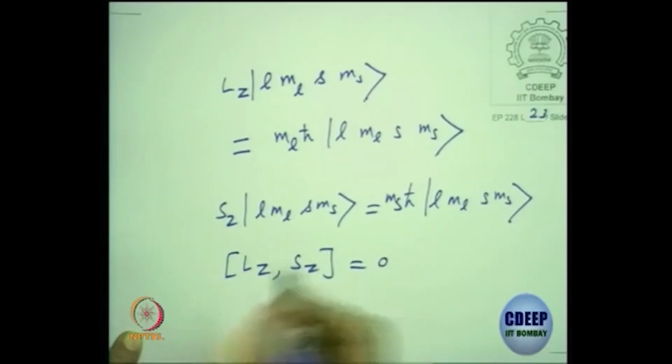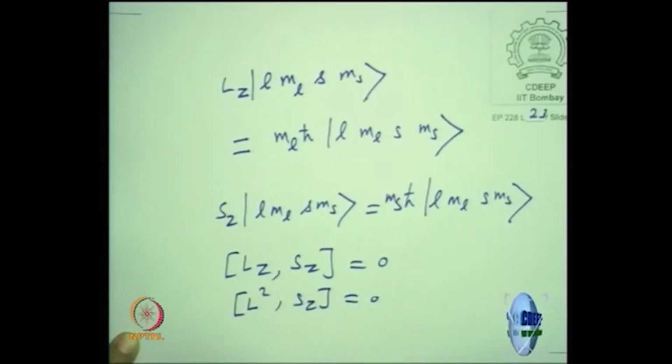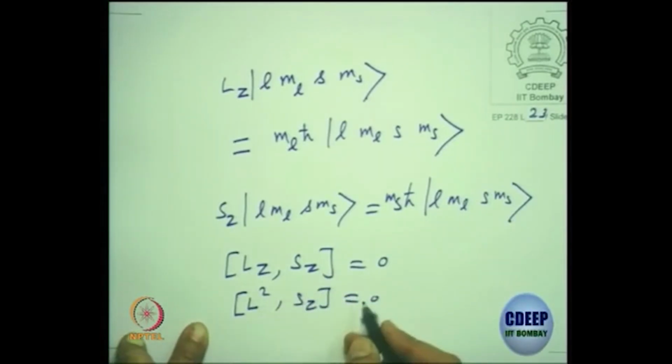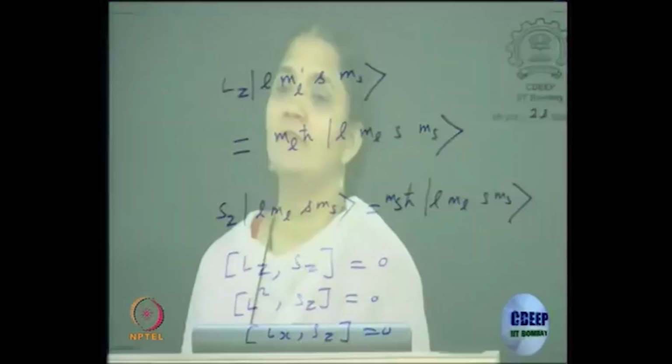Fine. So these are the things which tell you that Lz with Sz commutes to 0. I can even do further things: L squared with Sz is 0 and so on. So you can show L squared with Lz is 0, L squared with Lx is 0, Lx with Sz is 0 and so on. So you can start arguing using the properties of all your angular momentum algebras which you learned for orbital angular momentum to infer that these are two different spaces, non-interacting.